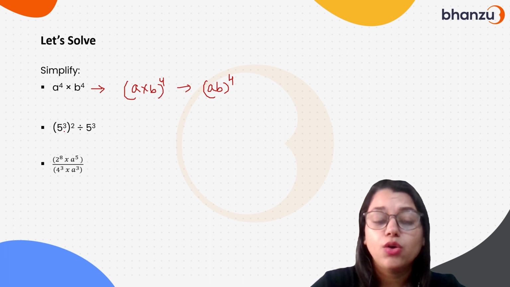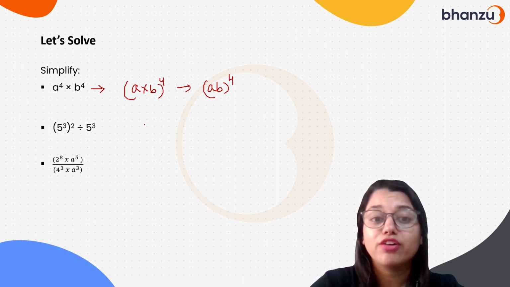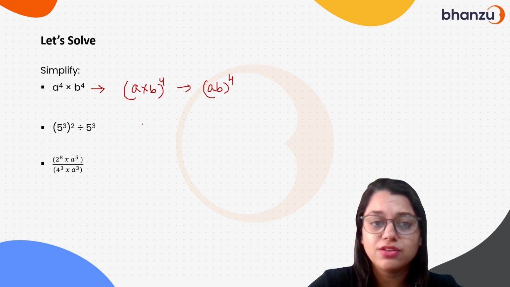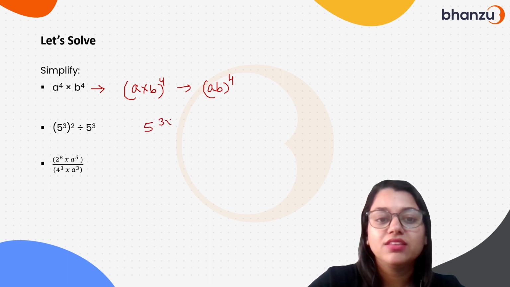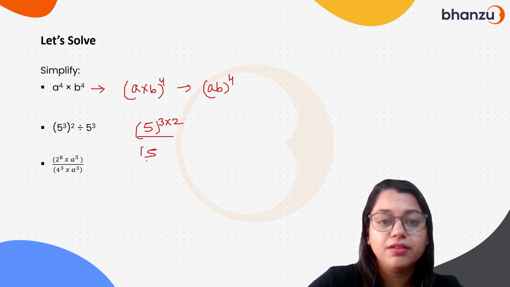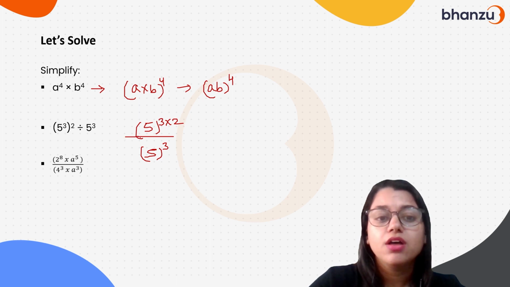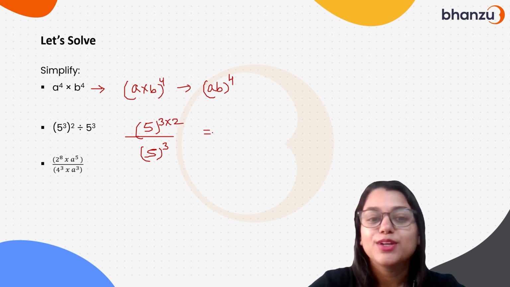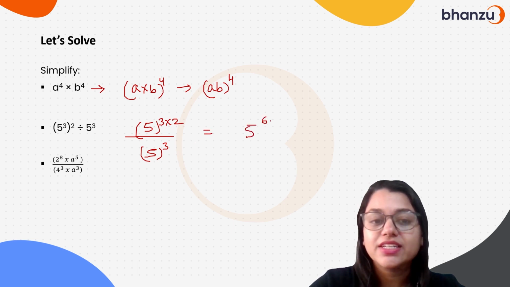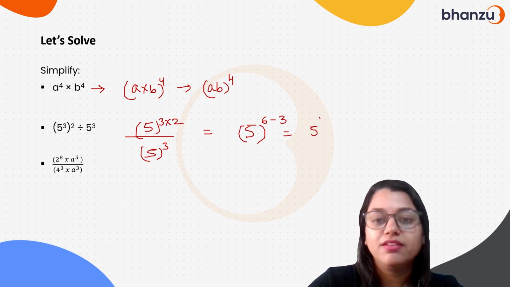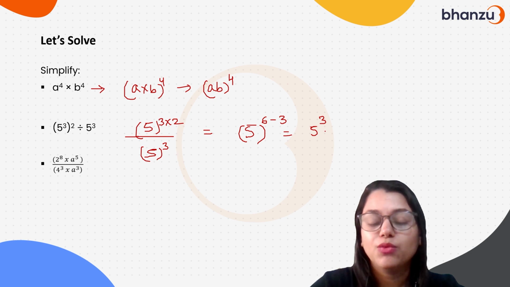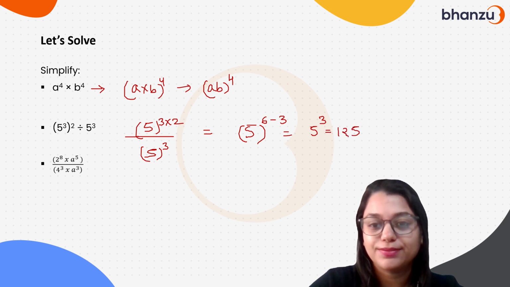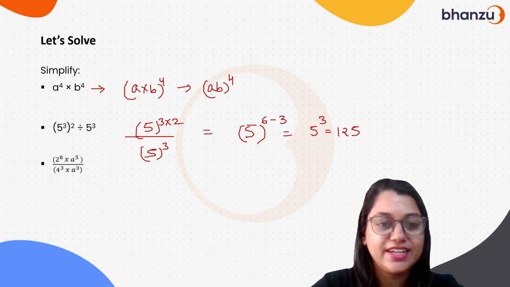5 raised to the power 3 whole raised to the power 2. Taking the power of a power, what will we do? Multiplication. So it will become 5 raised to the power 3 into 2. Then we have to divide this by 5 raised to the power 3. We will use the law that on the same base, on dividing, we subtract the exponents. So it will become 5 raised to the power 6 minus 3. What will be your answer? 5 raised to the power 3, and this is nothing but 125. Great.